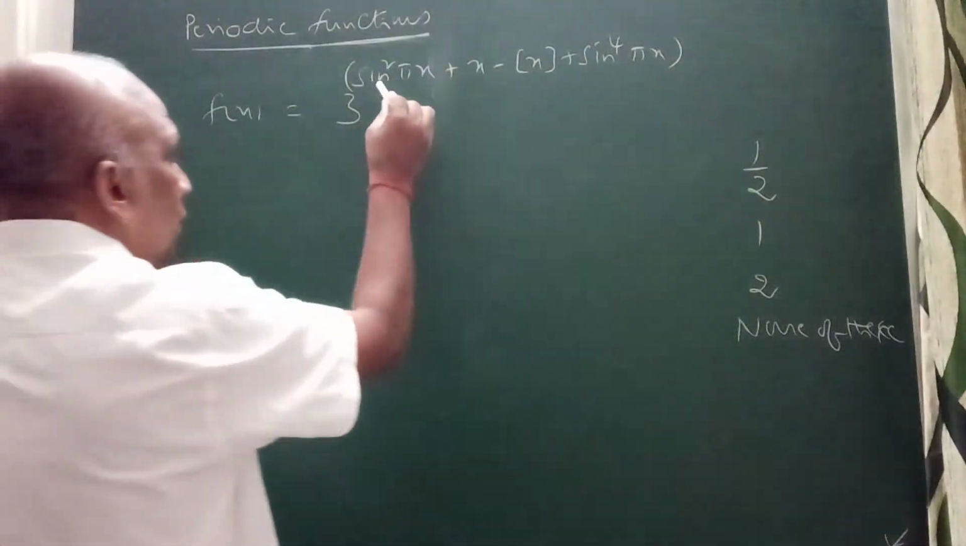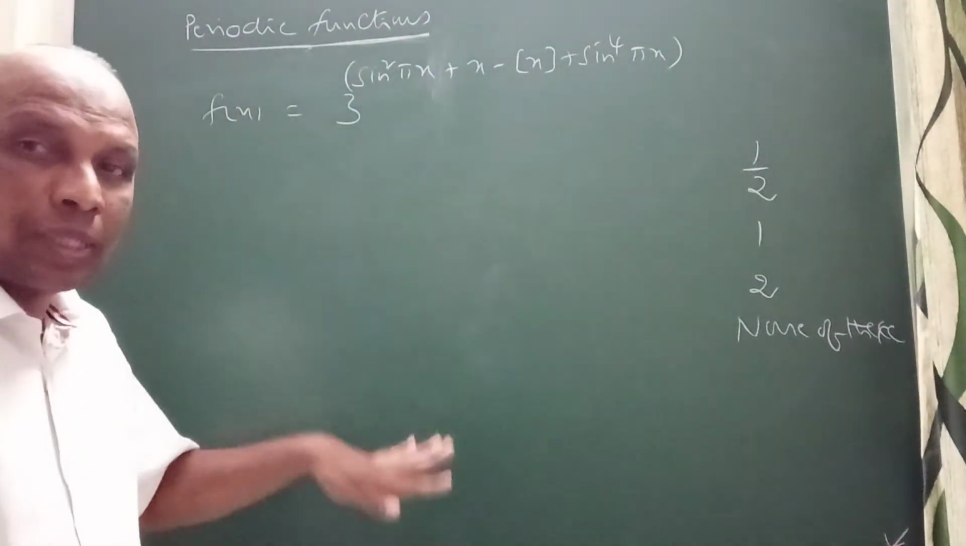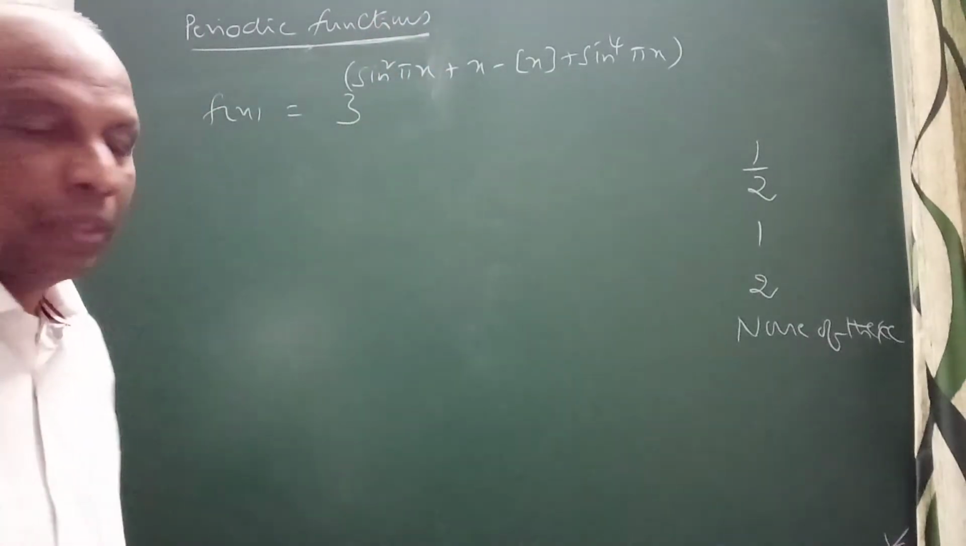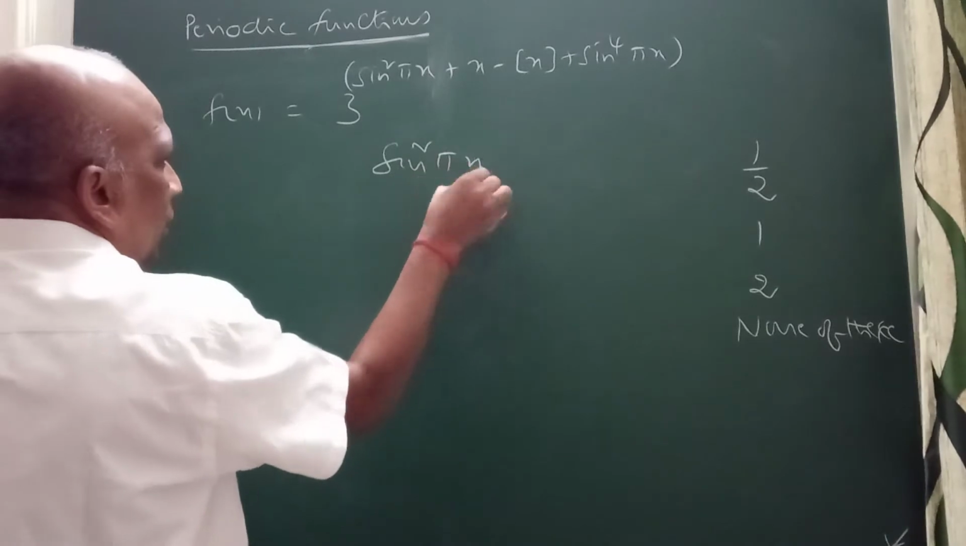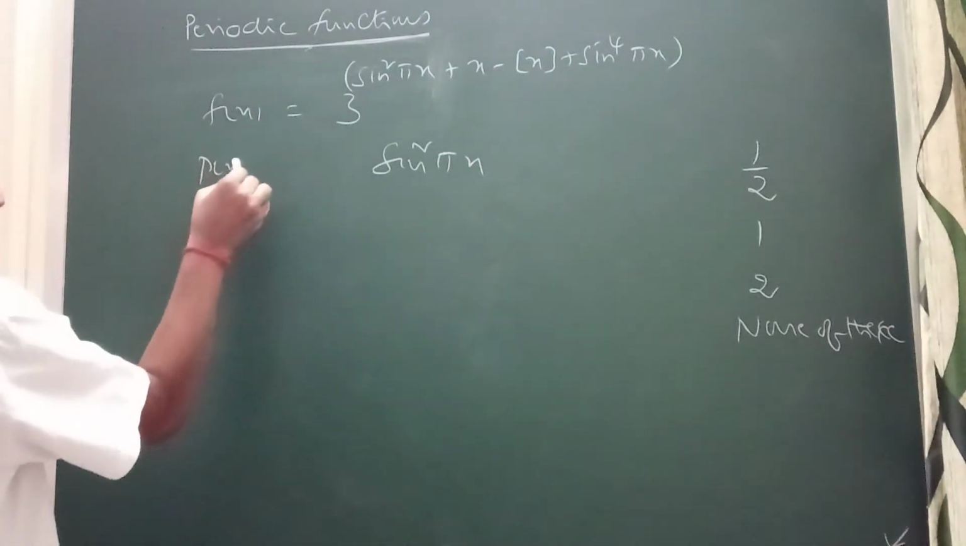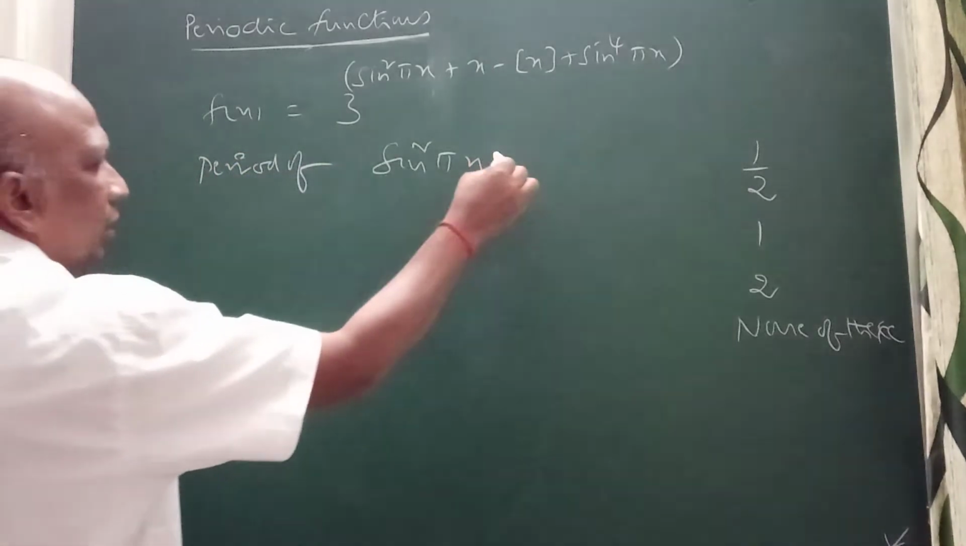So the period of this is enough. If you find the period of this power, that gives the period of 3 to the power of this. So you can see sin square pi x. So think about the period of sin square pi x.